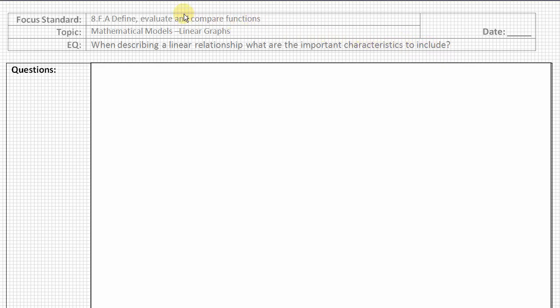So please take a moment, making sure that your header is complete. You have the date, set up your question column, and your note column.